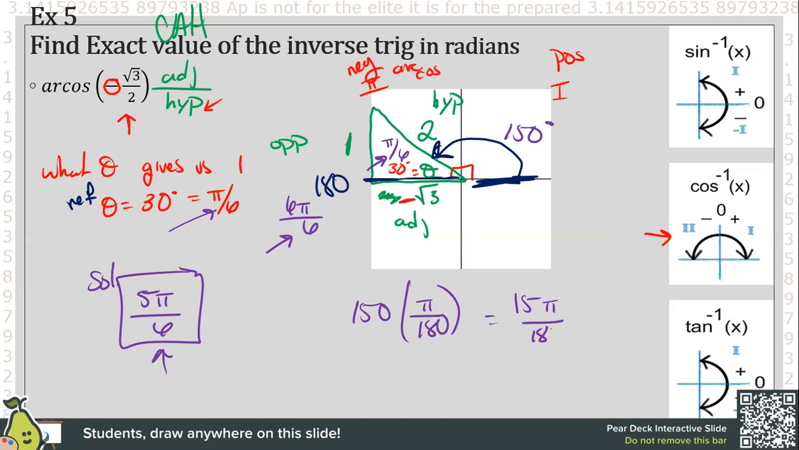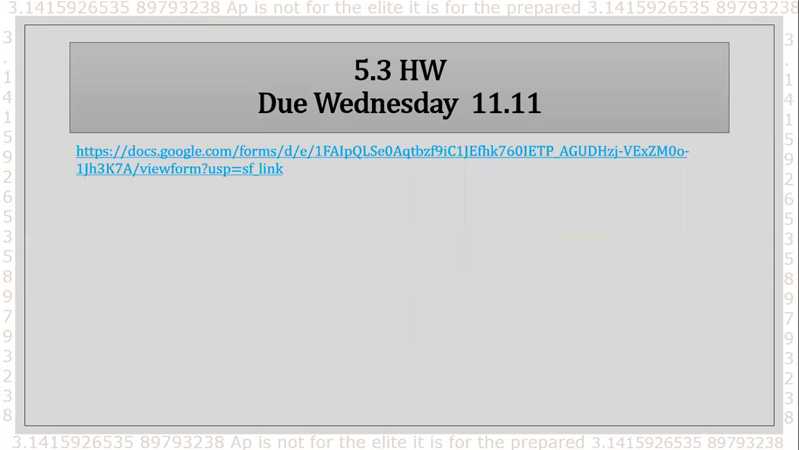Okay, awesome. For homework, I gave us 10 questions, very similar to what we just did. Just keep in mind that you should use your notes, use your domain restrictions, and you should be golden.